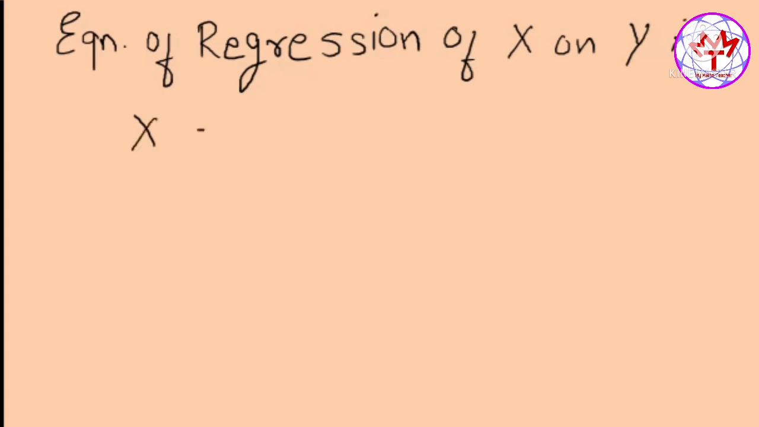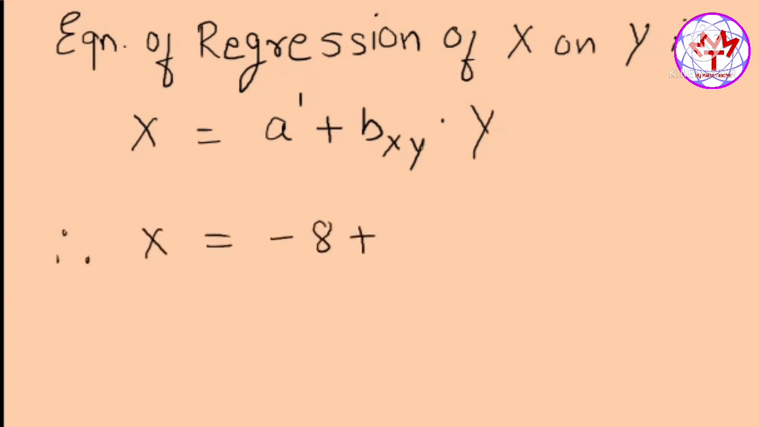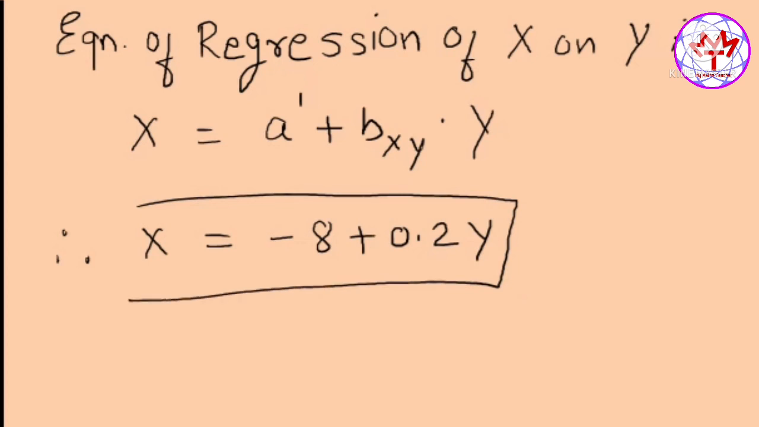Now the equation of regression of x on y is x is equal to a dash plus bxy into y. So you get x is equal to a dash, which is minus 8, plus bxy, 0.2, into y. So this is your equation of regression of x on y. Let us number it as 2.